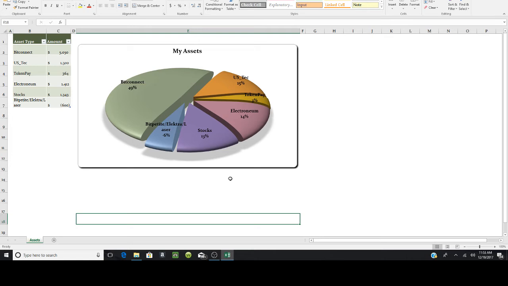I also have 13% in traditional stock holdings, just stocks that I'm going to buy and hold for the long term. That's about 13% of my assets that I have invested for the year.